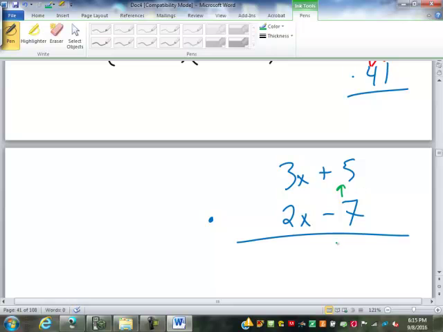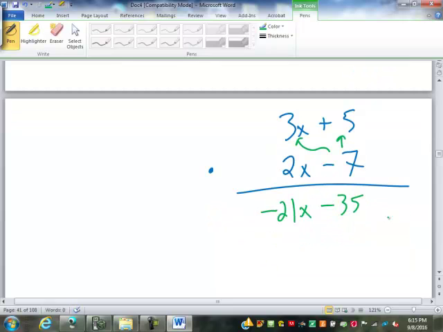Negative 7 times 5 is negative 35. Negative 7 times 3x is negative 21x. Now we move over. Positive 2x times 5 is positive 10x. Notice I line it up just like with whole numbers. We left a 0 or left a space there. Same thing. I leave a space. I can line up my x's with my other x's.